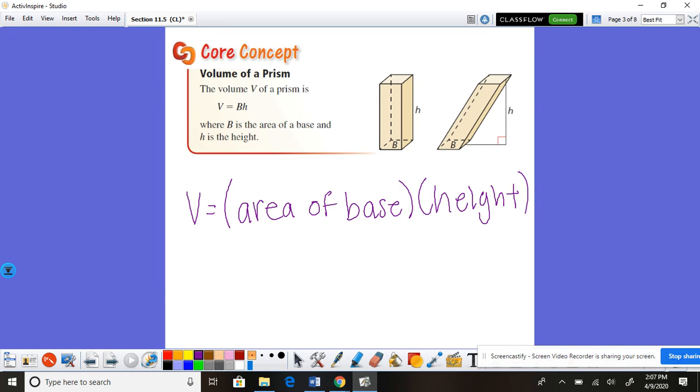Now, when we think of height, we usually think straight up and down. Remember that the height doesn't have to be straight up and down. It can be side to side or slanted. The height is just the distance between the bases. Okay, it's not always straight up and down.